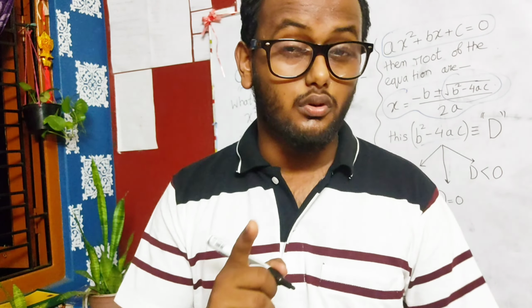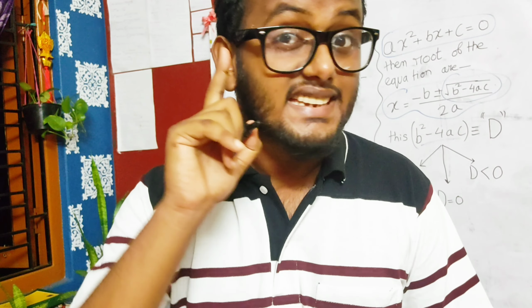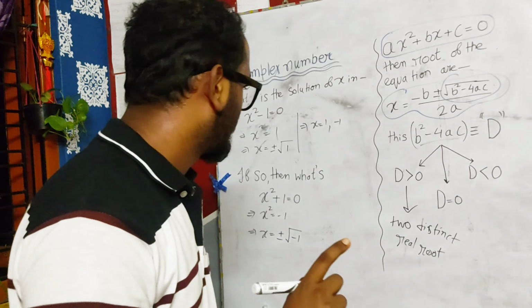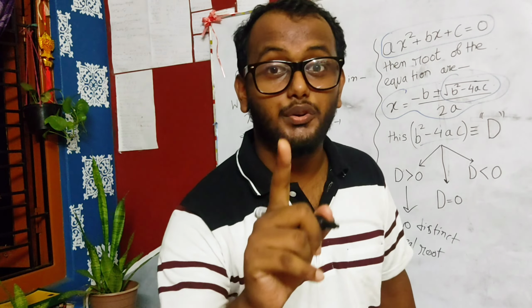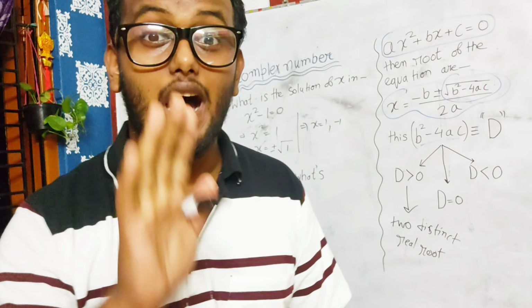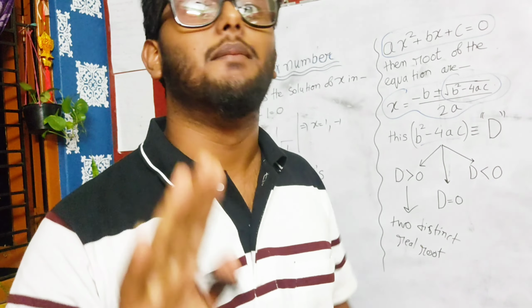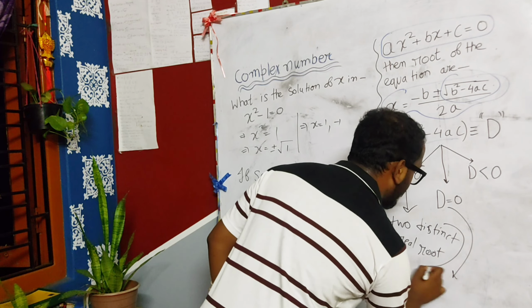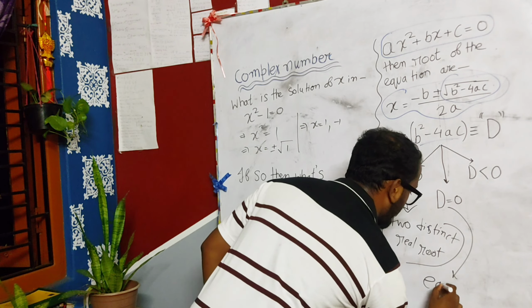Two distinct real roots. But when D is equal to 0, we are getting not distinct, but equal roots. How are we getting them? Don't worry, I am going to show you with an example. But first see this one. When D is equal to 0, we are getting this one.